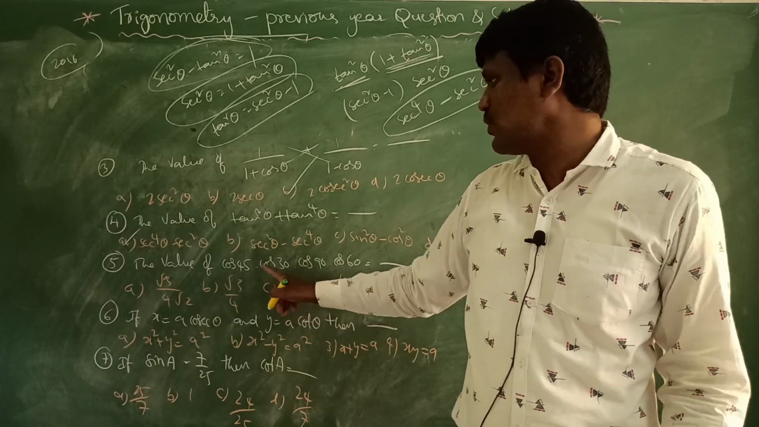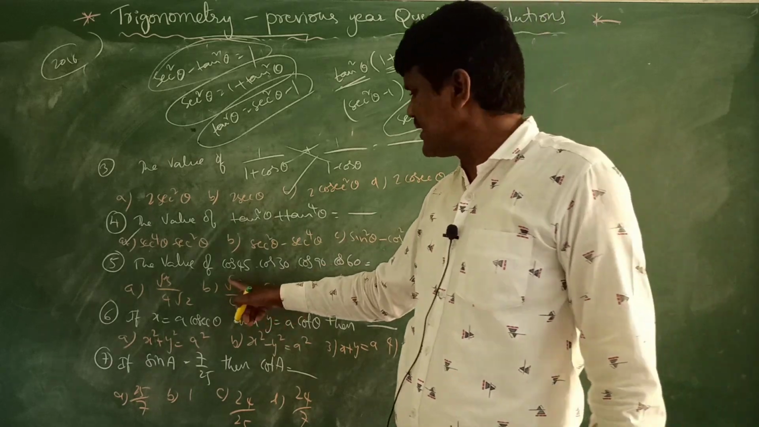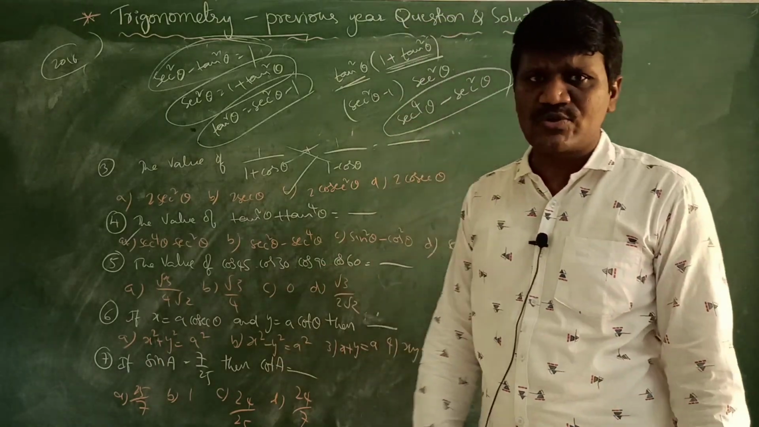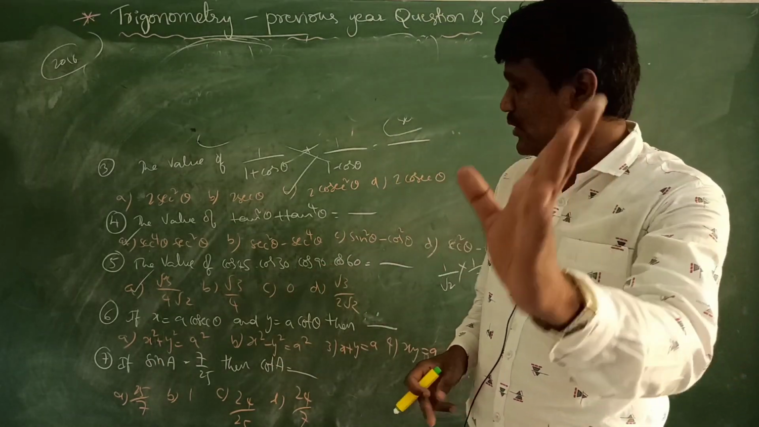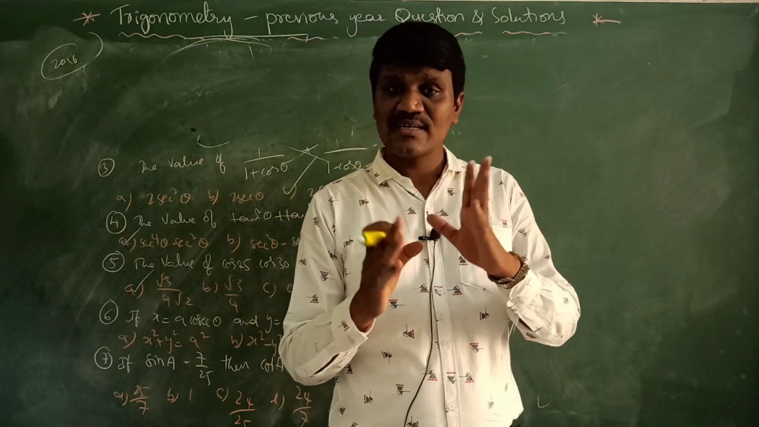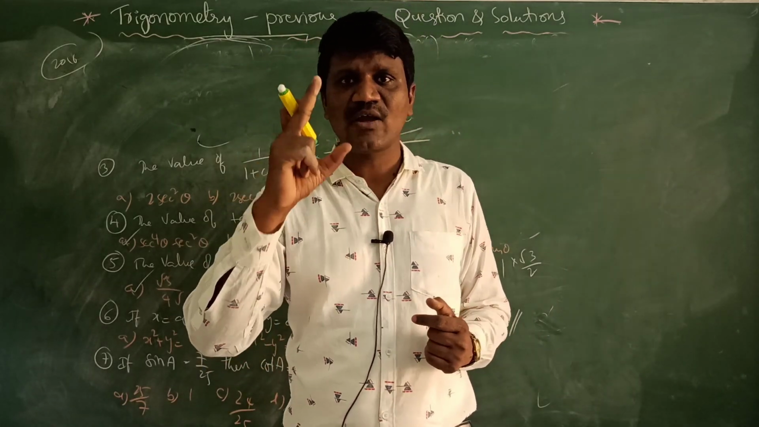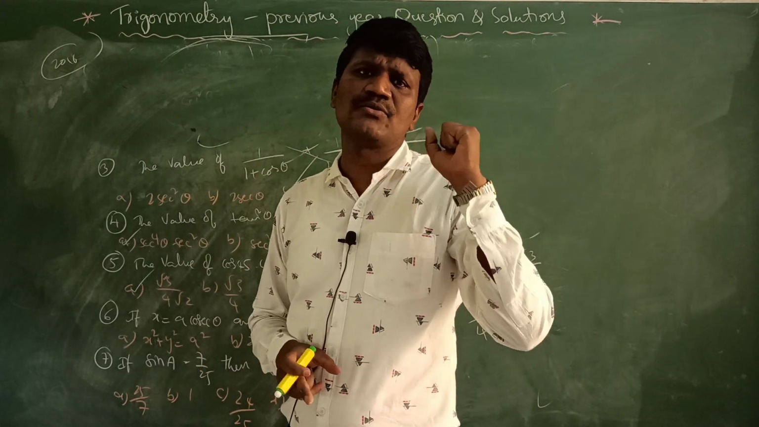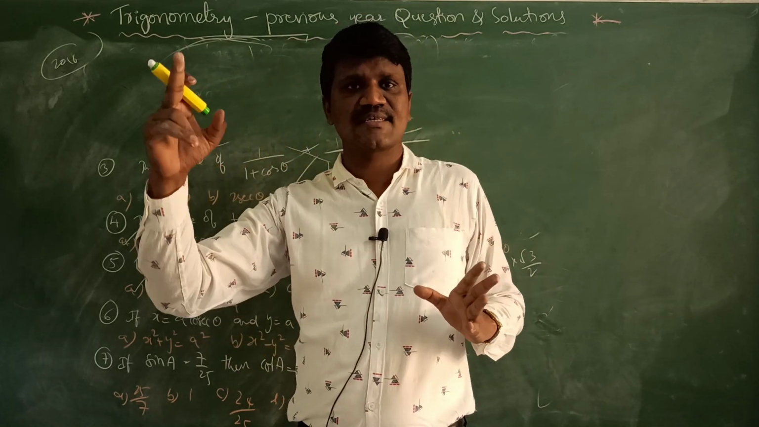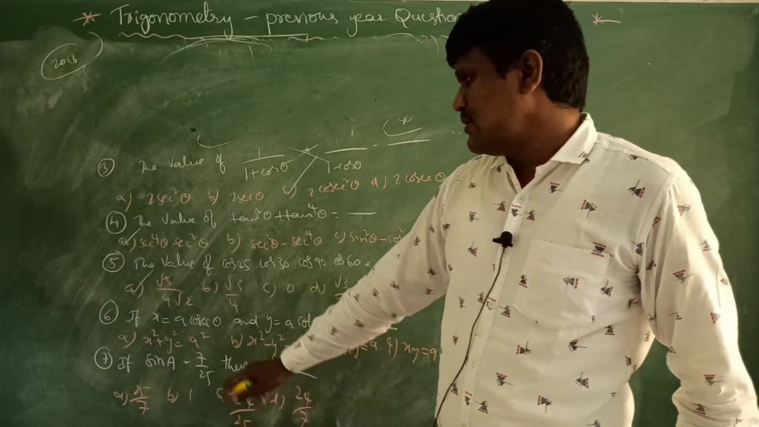Cos 45 into cos 30 into cos 90 into cos 60. This is a very easy problem. Directly you can substitute the values. You need to remember the values of cos. Okay students, already I have explained the important values: sin, cos, tan. You should remember these 3 values for 0, 30, 45, 60 and 90. Okay students, next, the 6th one.